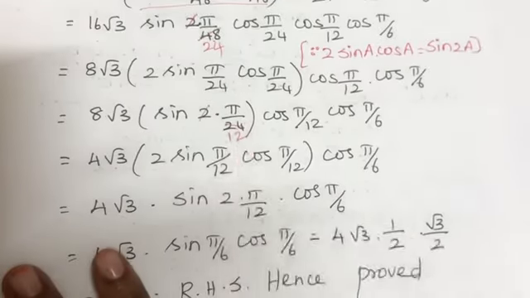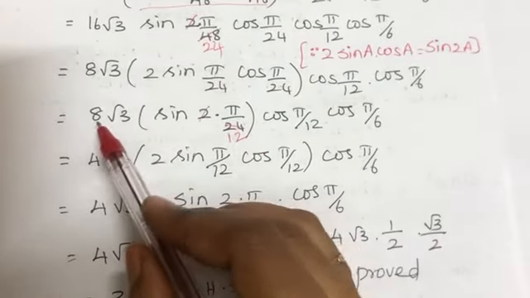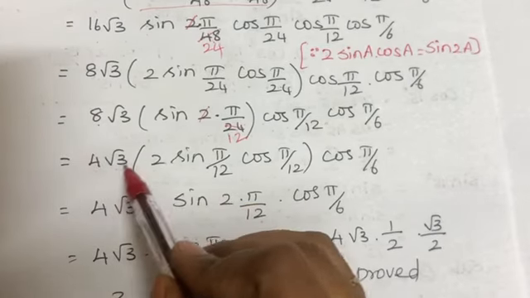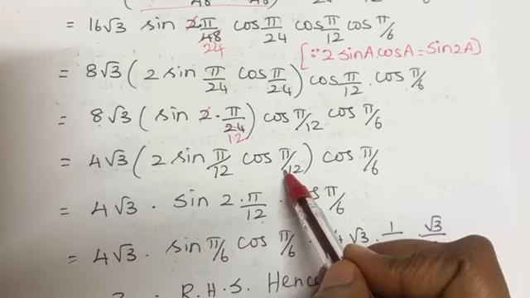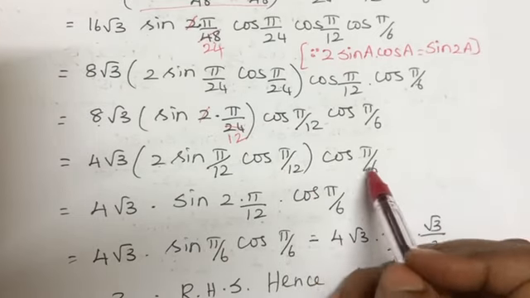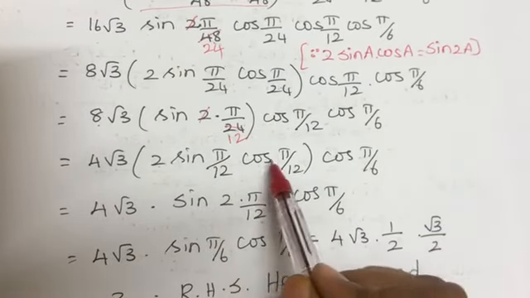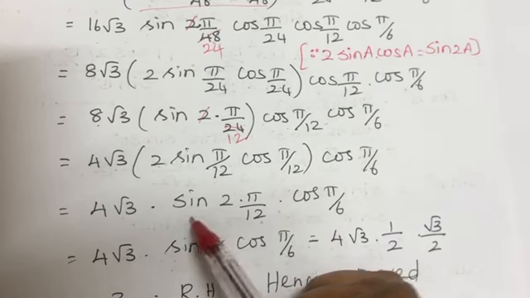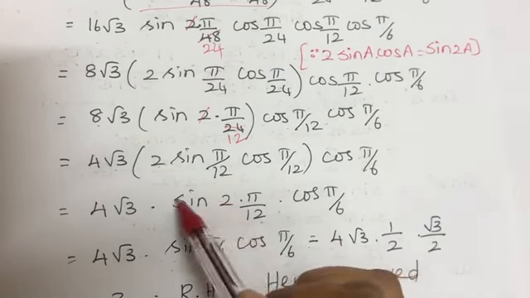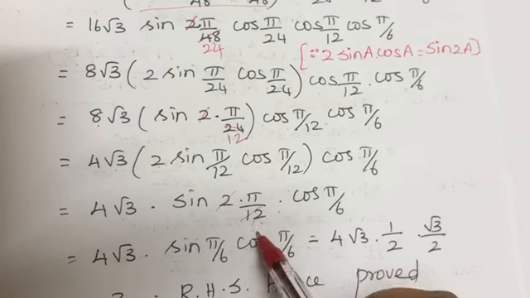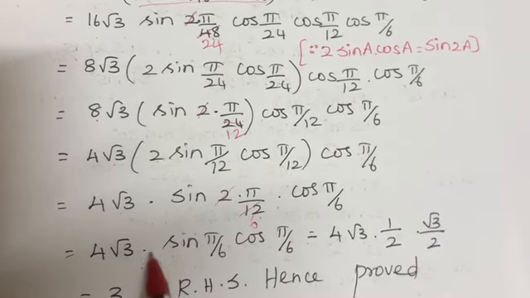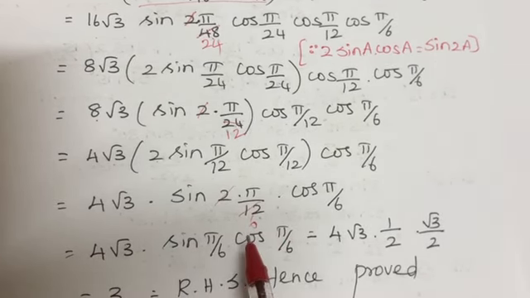Now, we are going to club this 2. Similarly, 8 root 3, 4 root 3 into 2. So, 2 sin pi by 12 cos pi by 12. Cos pi by 6 மட்டும் அப்படியே. So, 2 sin pi by 12 cos pi by 12, that is sin 2 theta. That is sin 2 pi by 12. 2 வையும் pi by 12 ஐயும் cancel பண்ணா, it will become 6. So, 4 root 3 into sin pi by 6 cos pi by 6.